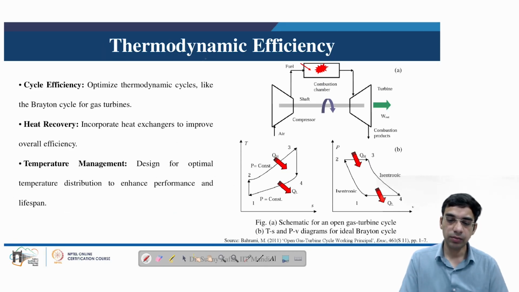Next is the thermodynamic efficiency. Thermodynamic efficiency is more important in gas turbines and steam turbines as they utilize heat in some form. So here the efficiency cycle, which can be further optimized, is to be looked at very carefully. For example, the schematic here highlights the Brayton cycle on which the gas turbines operate.